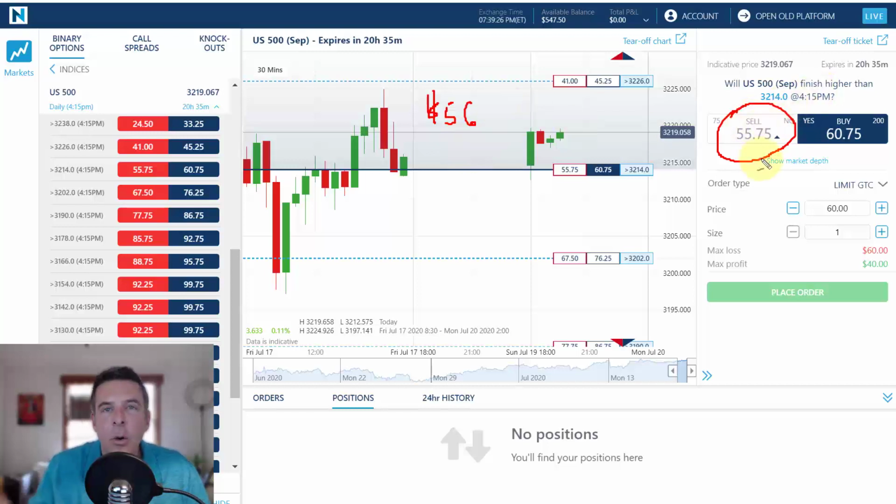Okay. This is the equivalent of a put. So this is a little weirder. This is what it takes a little time to get used to. If I believe that the market is going to close below 32.14, I'm going to sell this. Now the most I can make when I sell it is 56. And what's the most I can lose? 44. The difference between 56 and 100. So this has a little bit better risk reward than buying here at this particular price.